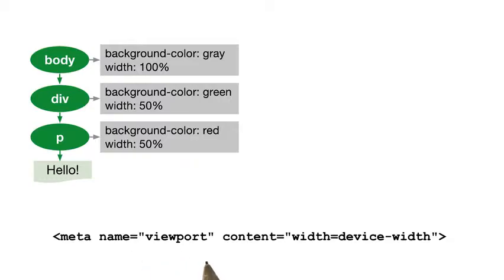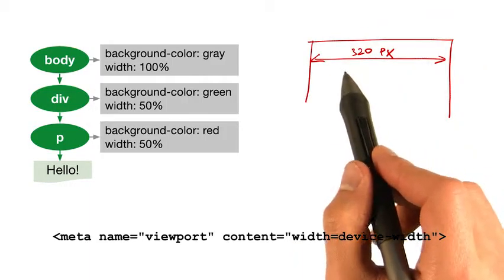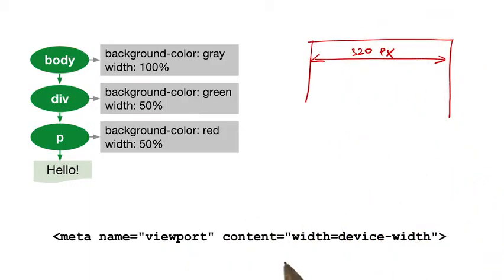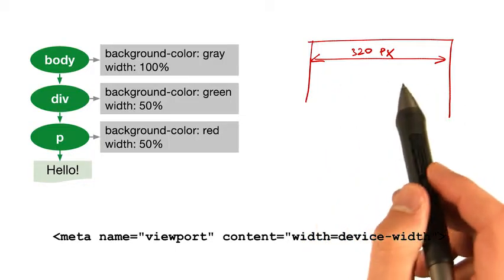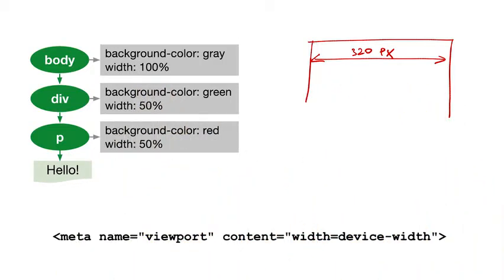What it's doing is telling the browser that the width of the layout viewport should be equal to the device width. So let's say the device width is 320 pixels. Then, if this meta viewport tag is present, the browser will set the layout viewport to 320 pixels, and that will be our 100%. Oh, I see.